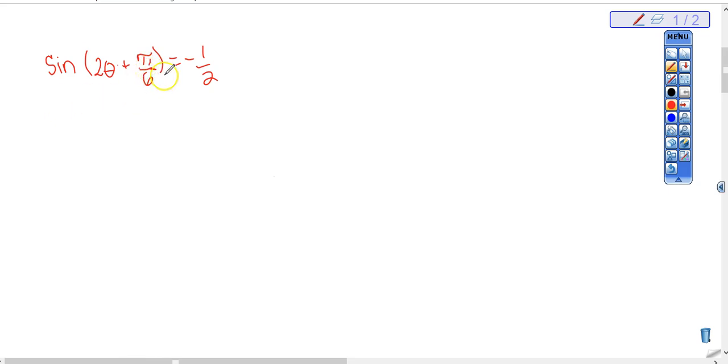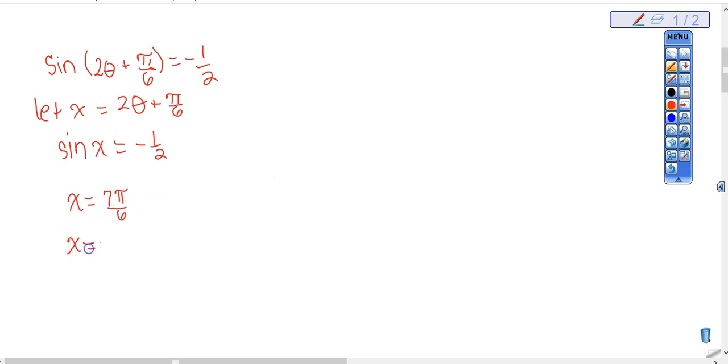So what I'm going to do is let x take the place. I'm going to use substitution of x for 2 theta plus pi over 6, and I'm going to solve that equation because I'll be able to find that on the unit circle or on my trig value sheet. All right, so here's what I know. Sine of x is equal to -half when x, the angle, is at 7 pi over 6, and when x equals 11 pi over 6. Those are both the angles for when sine is equal to -half. And we know that the sine function has a period of 2 pi.